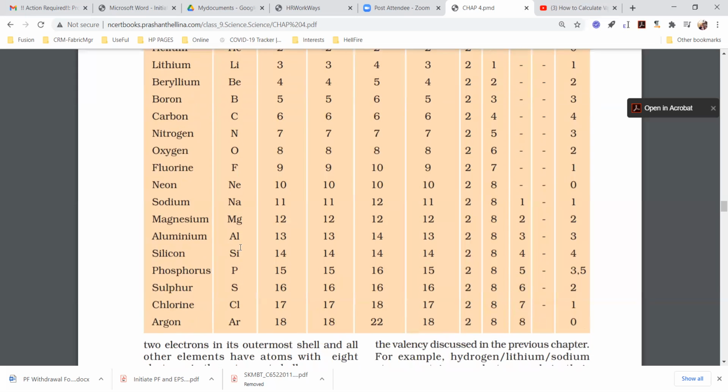And observe the aluminium. The atomic number is 13 and the distribution is 2, 8 and 3. Here also same thing. 8 minus 3 is 5. It has to take 5. So instead of taking 5, it donates 3. Therefore, the valency of aluminium is 3.